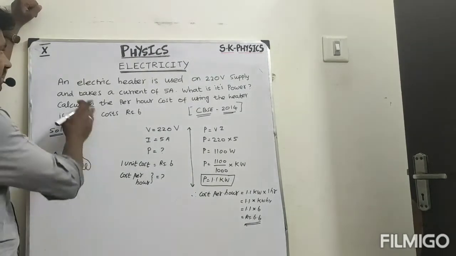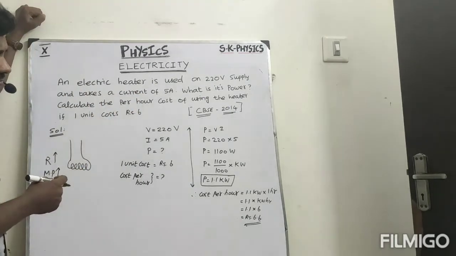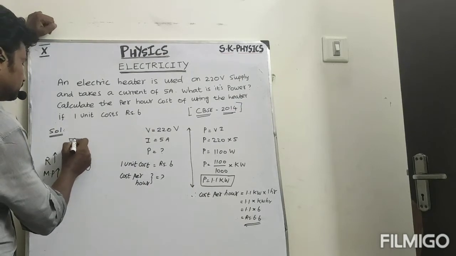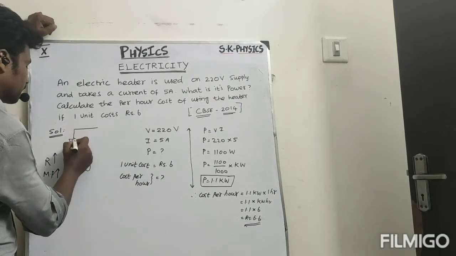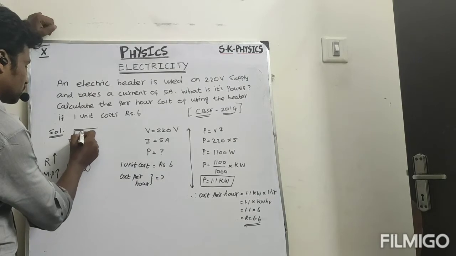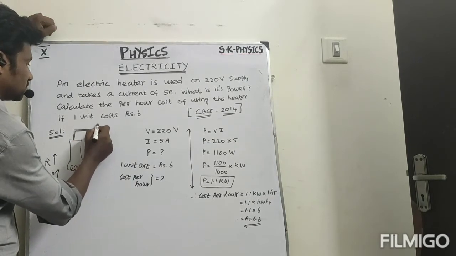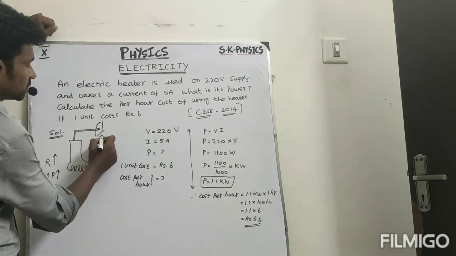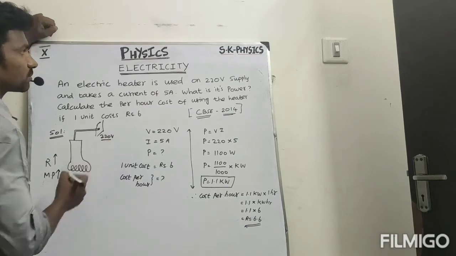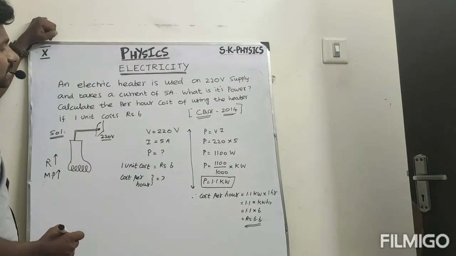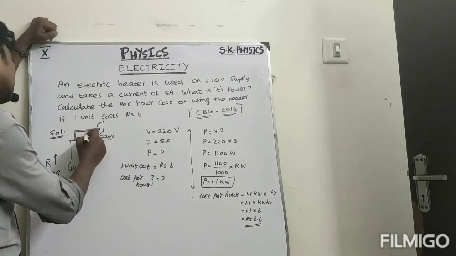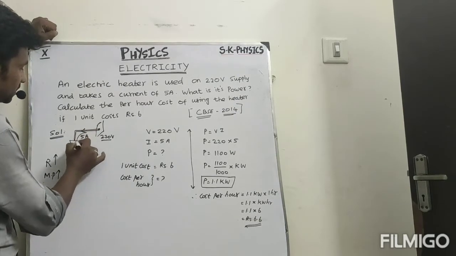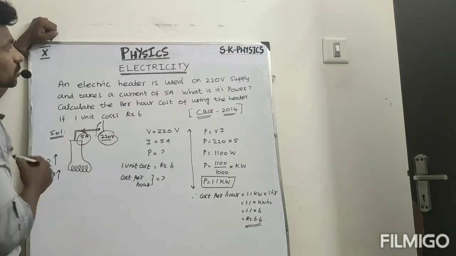So, this electric heater is used on a 220 volt supply. This wire is connected in the switch box, where there is a 220 volt supply. It takes a current of 5 ampere. So it is receiving a current of 5 ampere, and the voltage is 220 volt.